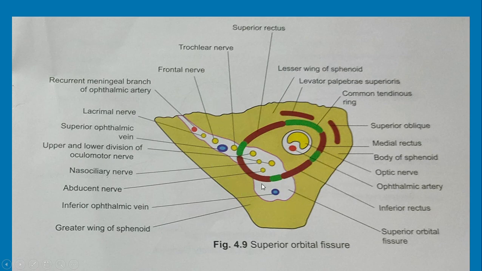So there is a slit-like cavity. You might have studied in the sphenoid bone, isn't it? Have you studied the superior orbital fissure?